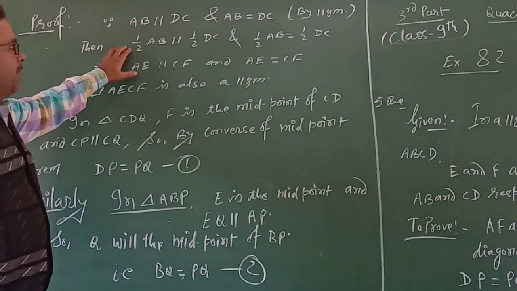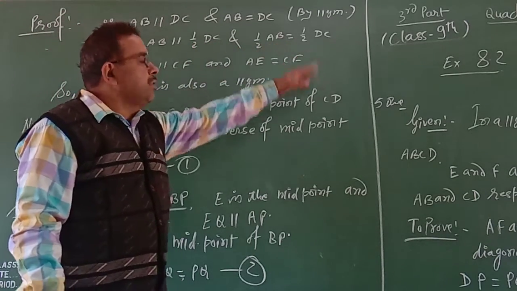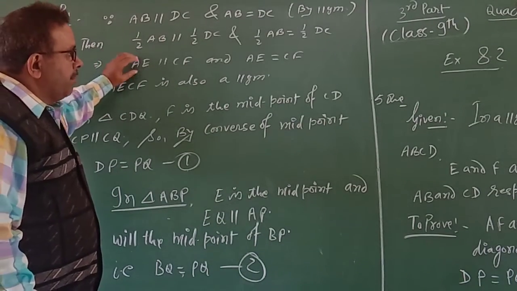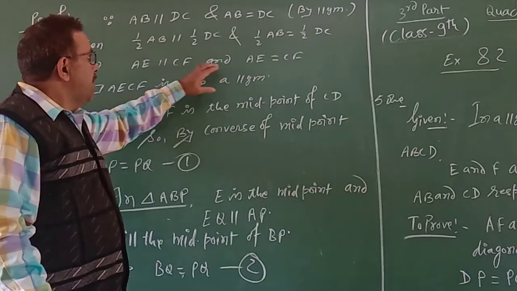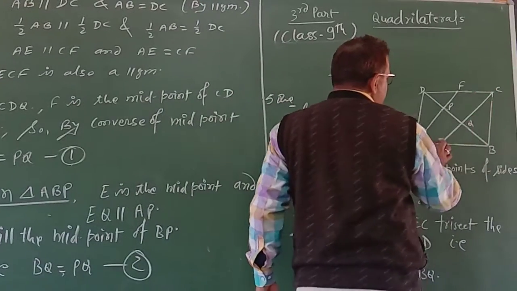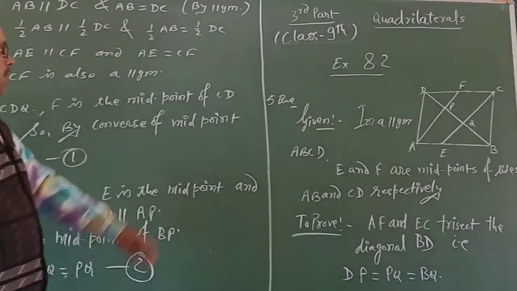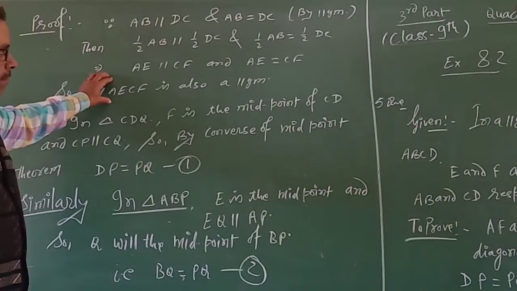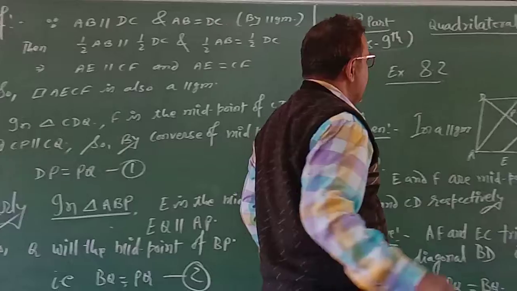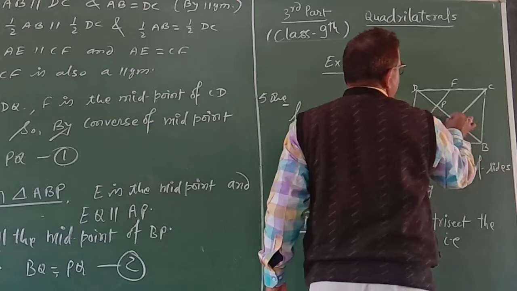So half of AB is also parallel to half of DC and half of AB is equal to half of DC. After then we have AE parallel CF and AE equal to CF. हमने क्या पाया? ये जो है इसके पैरेलल है और are equal to each other. Then we have AECF is also a parallelogram. And after then we have taken here in triangle CDQ. First आपने ये ट्रायंगल लिया.